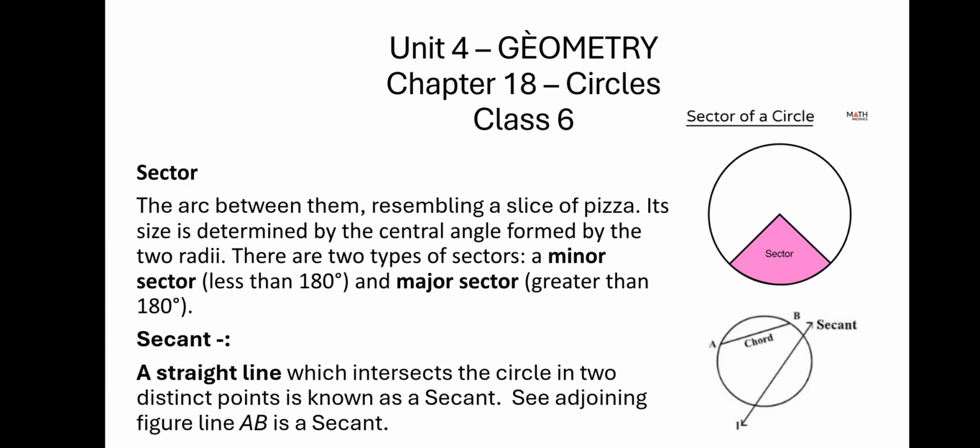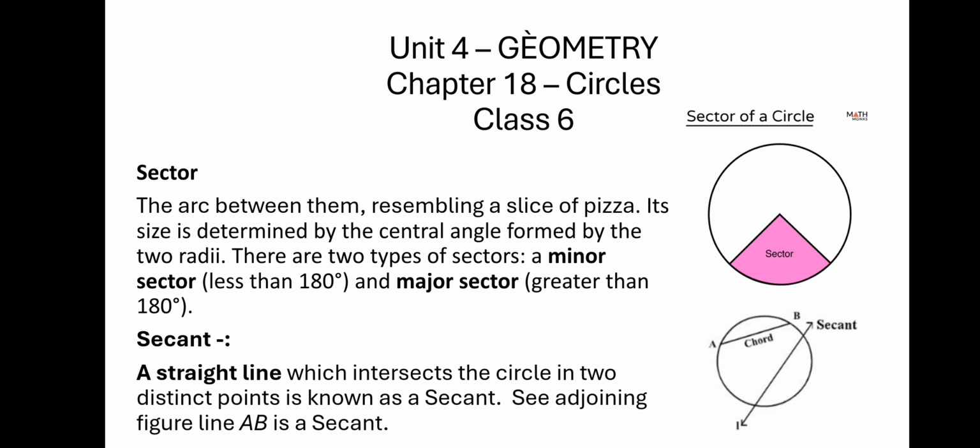Sector. The region between an arc and two radii, resembling a slice of pizza. Its size is determined by the center angle formed by the two radii. There are two types of sectors, a minor sector less than 180 degrees and a major sector greater than 180 degrees. So you can see the sector is bounded by two radii of the circle.